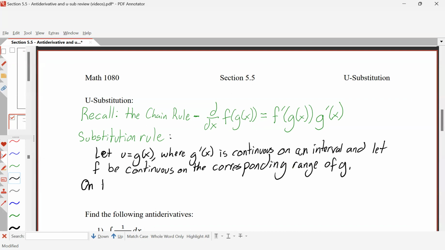Then on the interval where the composition can work, the integral of f of g of x times g prime of x dx is equal to the integral of f of u du, which this f of u should now be a simpler function. Now it is in one variable, not this function going on inside.